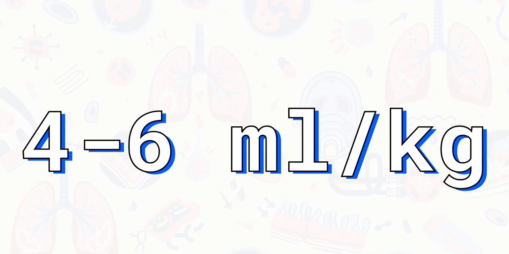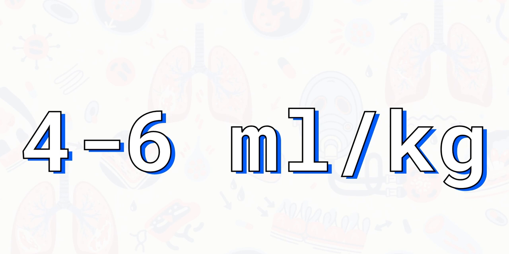Normally, you might run a vent at 8 to 10 milliliters per kilo. Not here. You must burn this number into your brain, 4 to 6 milliliters per kilo. Keep those tidal volumes low. And here's your ultimate board trap. That is based on predicted body weight, not actual body weight. If you use actual weight, you're going to cause severe volume trauma.